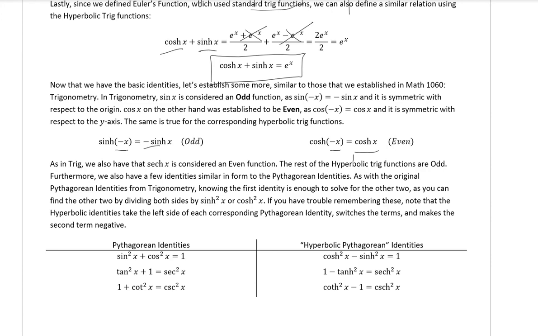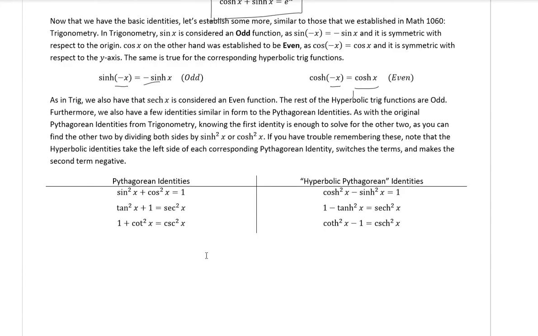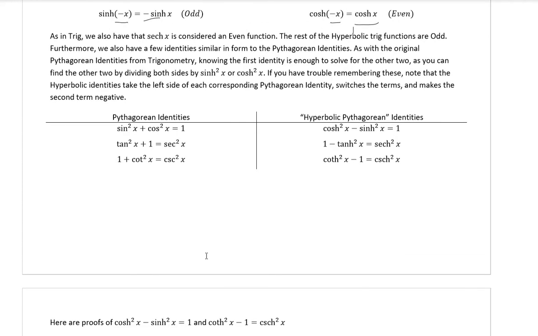Now, what we also have are some identities that are in the same form as the Pythagorean identities. So the Pythagorean identities I have identified over here, the ones from trigonometry, are ones you should be familiar with. Or at least the first one, because all you need is really the first one to identify the other ones. You can divide each side by sine squared or cosine squared in order to solve for these other two. But we have sine squared plus cosine squared equals 1 and the other two functions.